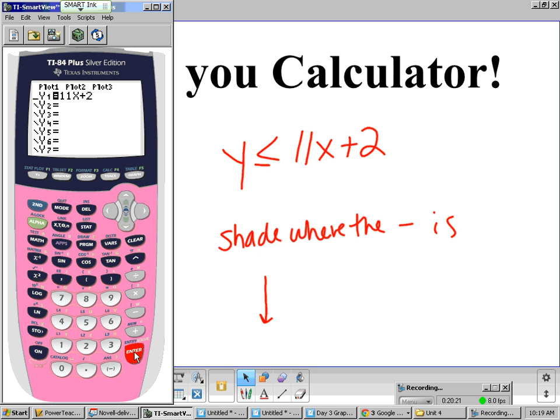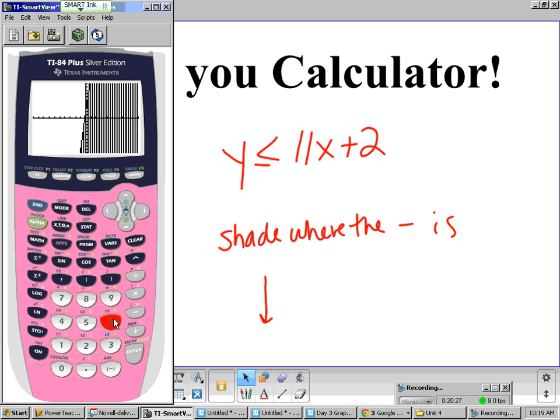If I just press zoom 6, it's going to give me only part of the graph. It has it crossing the y-axis at the y-intercept of 2, because b equals 2. But our slope is 11. That means I go up 11 and over 1. So we can adjust our window to where it looks a little prettier.